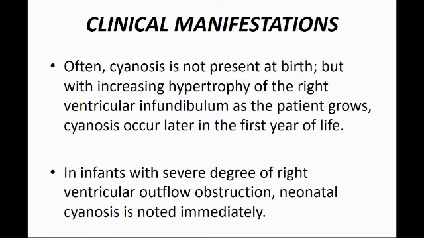Now, what are the clinical manifestations of tetralogy of Fallot? Often, cyanosis is not present at birth, but with increasing hypertrophy of the right ventricular infundibulum as the patient grows, cyanosis occurs later in the first year of life. Here, one thing is very important to understand: the occurrence of cyanosis will depend on the severity of infundibular or pulmonary stenosis. So if the infant has a severe degree of right ventricular outflow tract obstruction, that is severe infundibular or pulmonary stenosis, they can present in the neonatal period. So it all depends on the severity of right ventricular outflow tract obstruction.